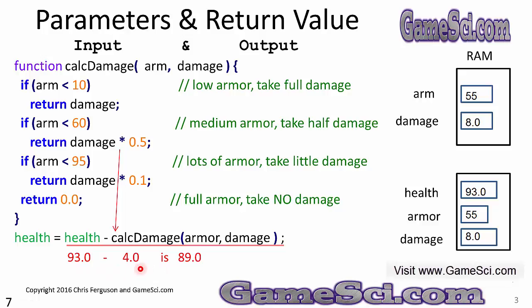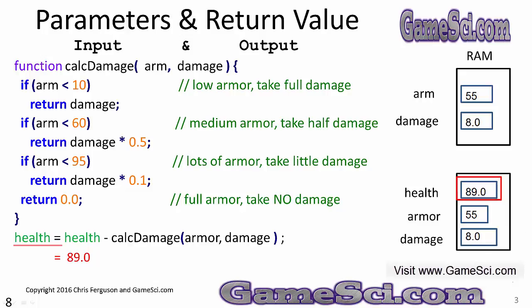Notice how we didn't subtract 8 here. We had enough armor that we shouldn't take full damage, so we lowered the amount to 4, and 93 minus 4 is 89.0. After doing the calculation using the return value, that 89.0 is reapplied to the health variable, and you could see our health value went down. Does that make sense? That's a pretty common thing in video games. The more armor you have, the less damage you should take. And in this case, where we have a medium amount of armor, we calculated it to be half damage.